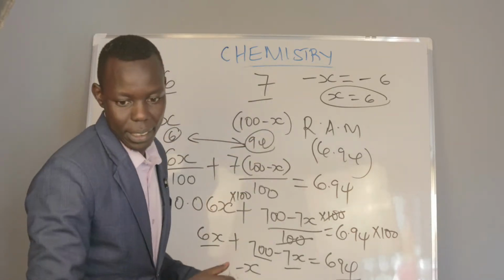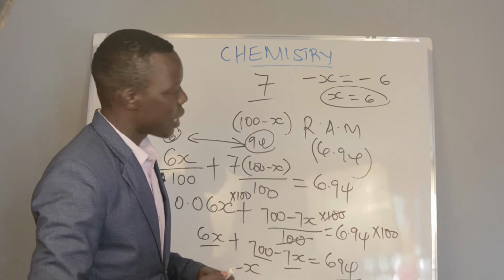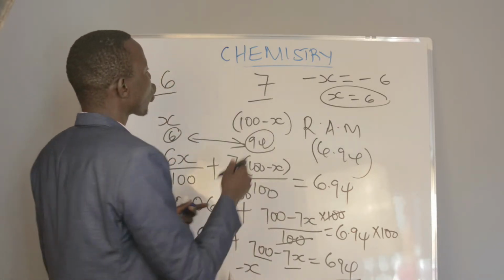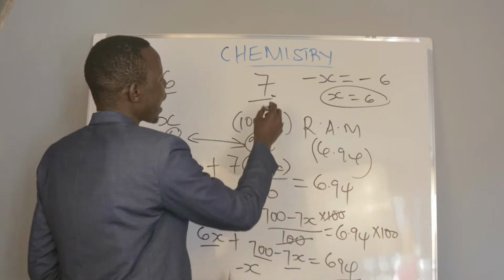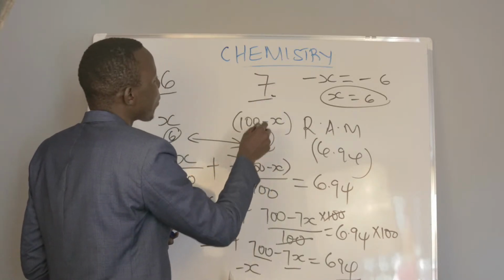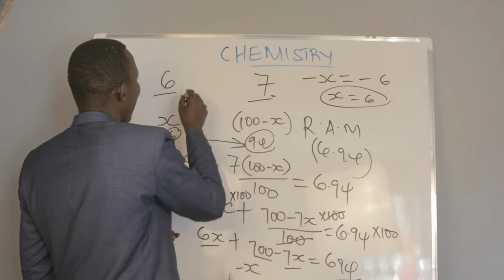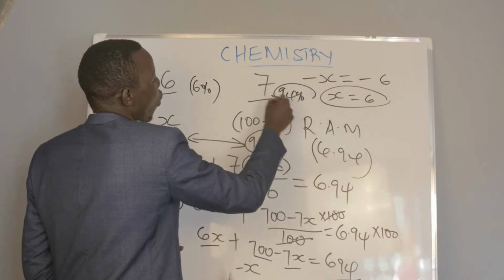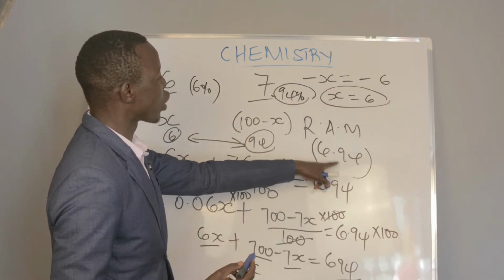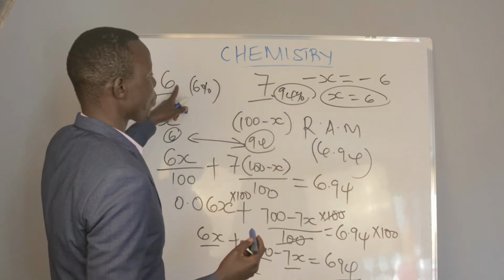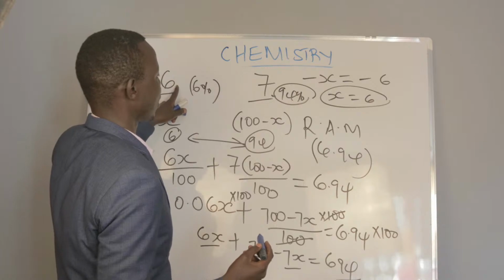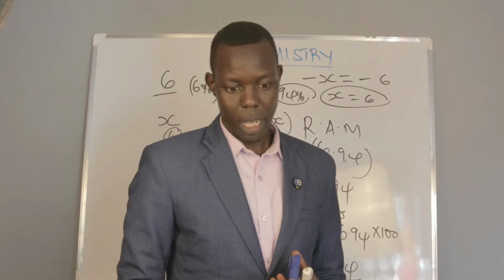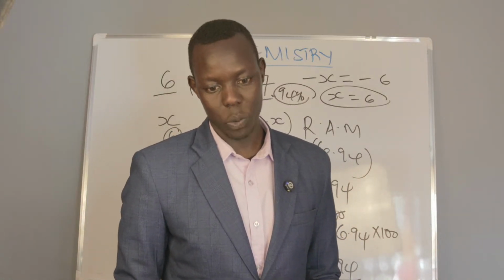But the question is this. Our answer is 6.94. 6.94 is close to 7. So the 94% is the most abundant. The other one is 6. Someone may wonder why this is 6% and this is 94%. You wonder how? Because our answer 6.94 is closer to 7 than it is to 6. So the most abundant, 94%, is 7. I think we are doing well. We have understood each other well here.